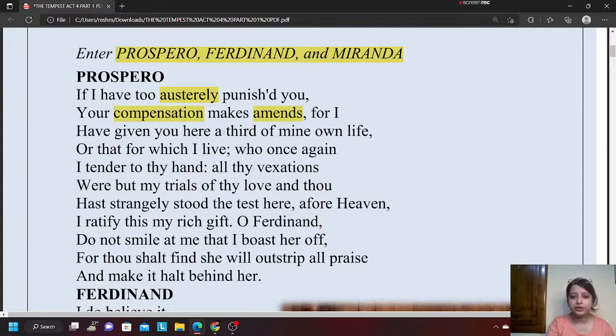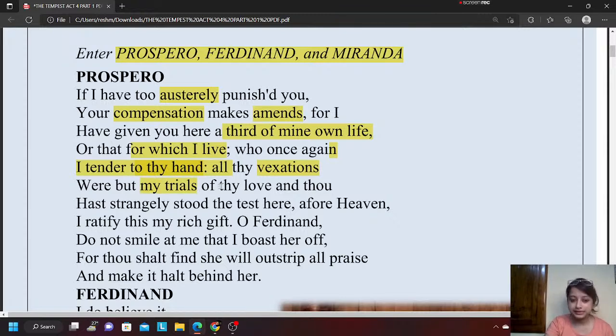For I have given you here a third of mine own life. So what am I gifting you because of your good behavior? I am gifting you a third of my own life. That means I am gifting you something more important than even my own life, a third of it, or that for which I live, only this particular person, Miranda, who once again I tender to thy hand. So I'm gifting you this one because she's the best thing I have. All thy vexations, all the trouble that you have taken, were but my trials.